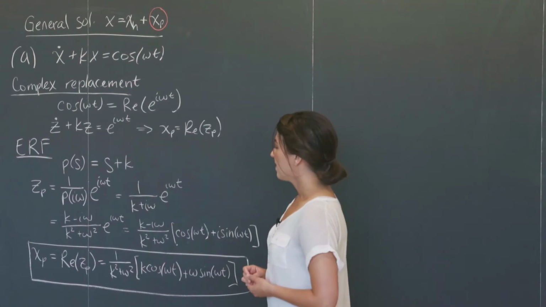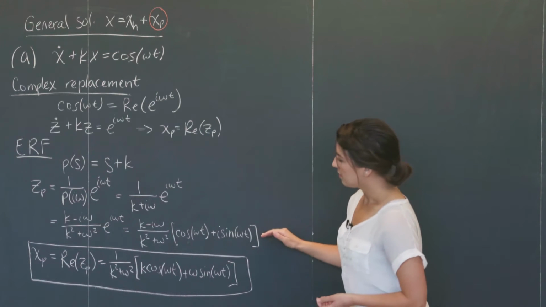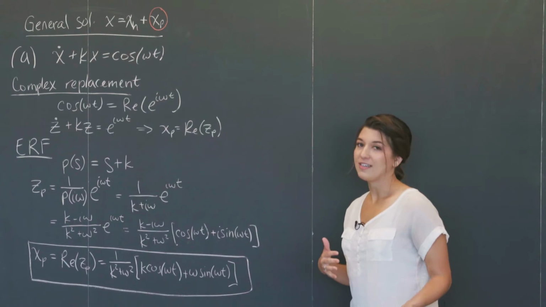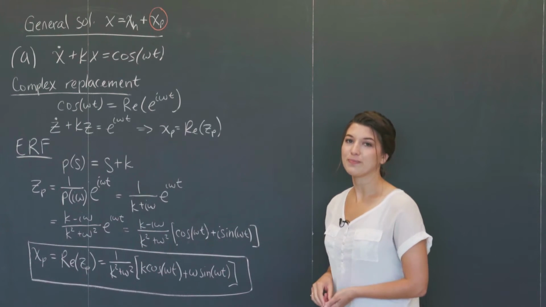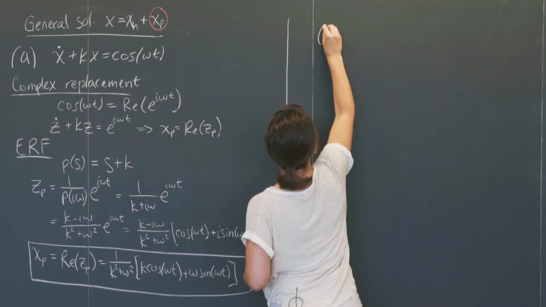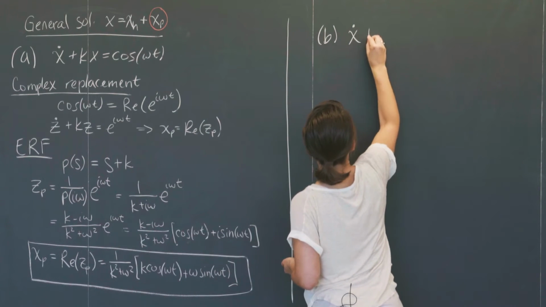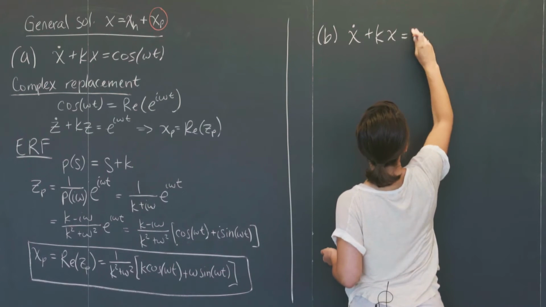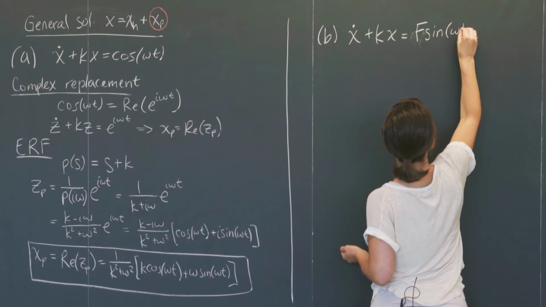Welcome back. Before we start part B, I just want to point out, did you notice that z sub p was written in rectangular form? We could have also written it in polar form, but for this video, we just made the choice to use rectangular form. So let's start with part B. Our ODE in this case is x dot plus kx equals f times sine of omega t.